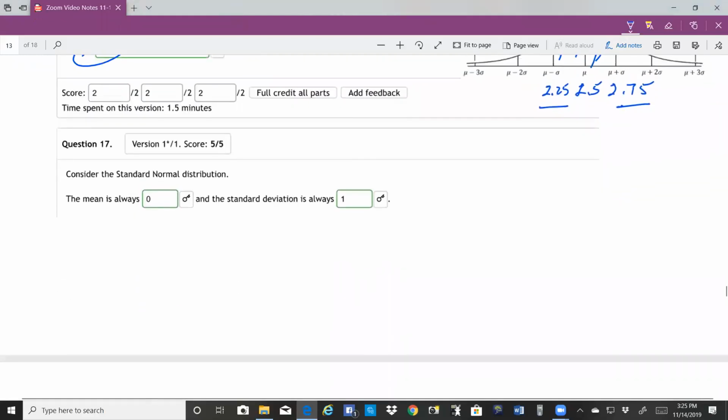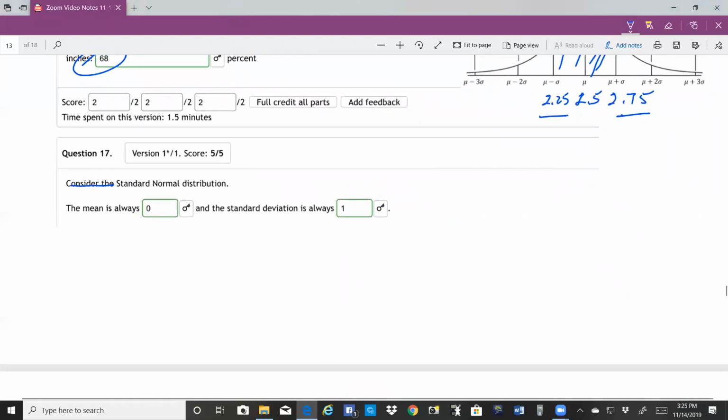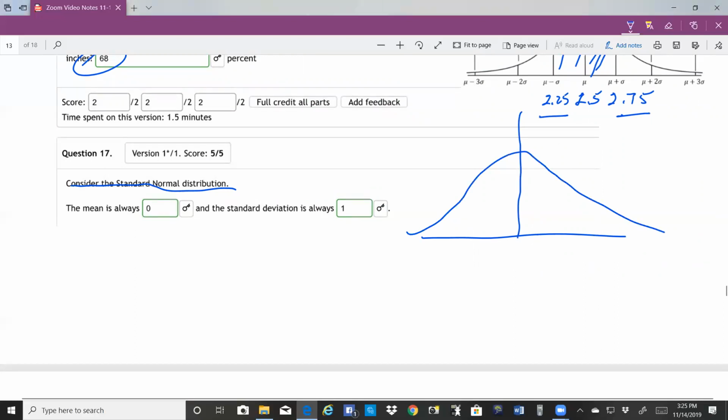Number 17 has to do strictly with the standard normal distribution, which all our notes say has a mean of 0 and a standard deviation of 1. That's the simple answer.